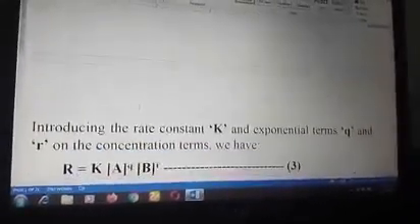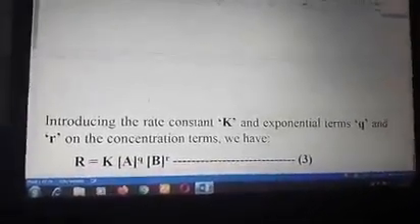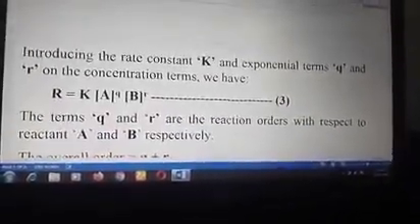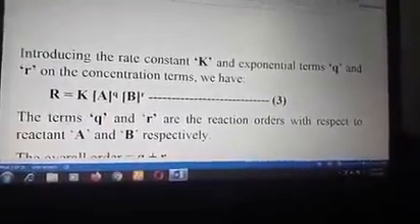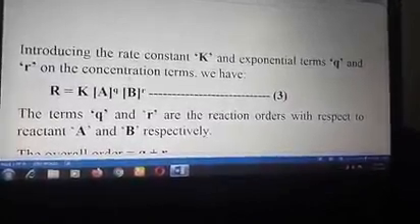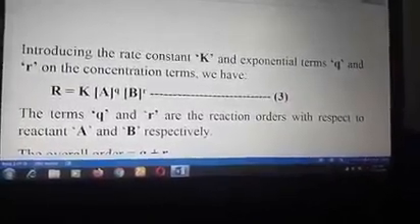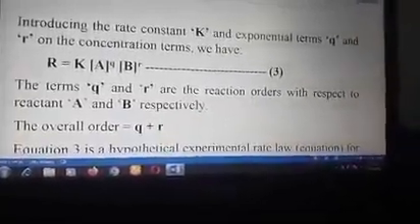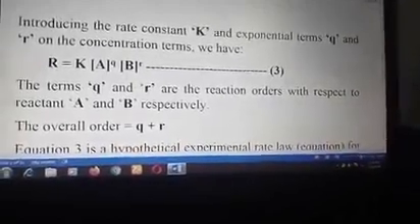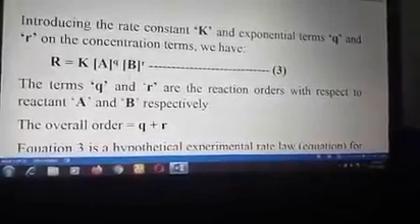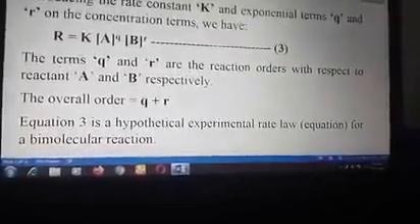Bringing in the rate constant K, and expressing the exponent terms Q and R, we have R equal to K multiplied by the concentration of A raised to the power Q and the concentration of B raised to the power R, where Q and R are the orders of reaction. Q is the order of reaction with respect to A, and R is the order of reaction with respect to B. We say the terms Q and R are the reaction orders with respect to reactants A and B respectively. If I want to get the overall order of reaction, I will add Q to R. Overall order now becomes Q plus R.